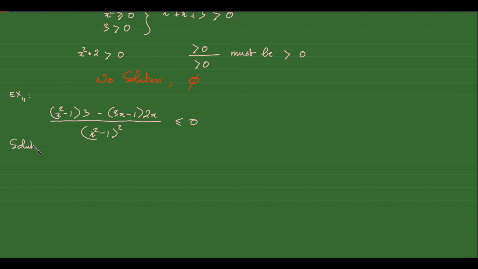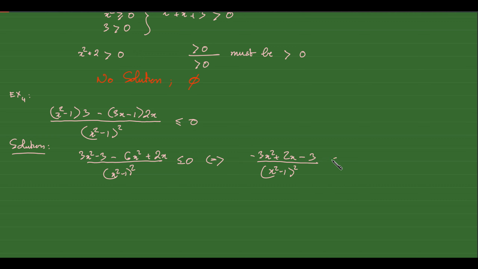But the thing is that it's probably not in factor form, right? So in order to put everything in factor form, or put it into something that you cannot factor, you go ahead and distribute. So you have 3x squared minus 3. This gives you negative 6x squared, right? Negative number gives you 2x, right? Over x squared minus 1 squared less than or equal to 0, then this is equivalent to negative 3x squared, because you combine that term right here, plus 2x minus 3, over x squared minus 1 squared less than or equal to 0.